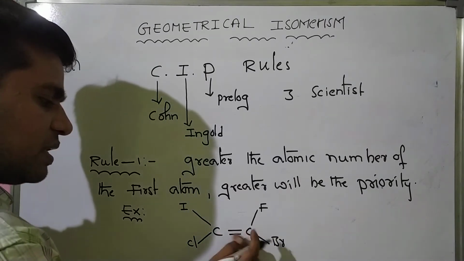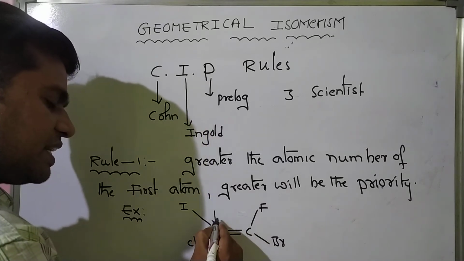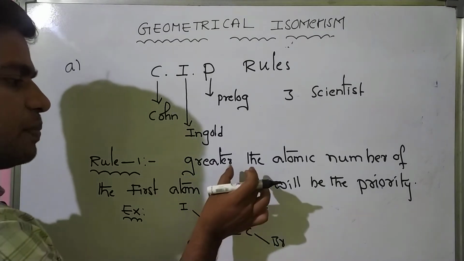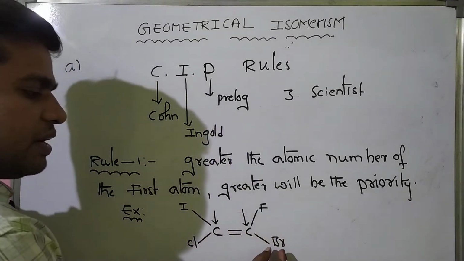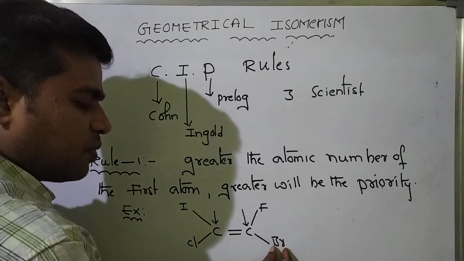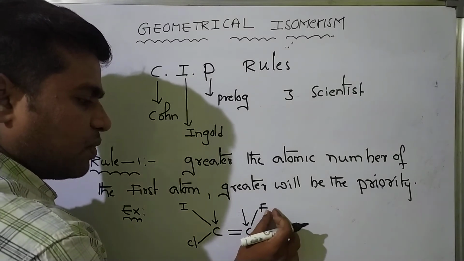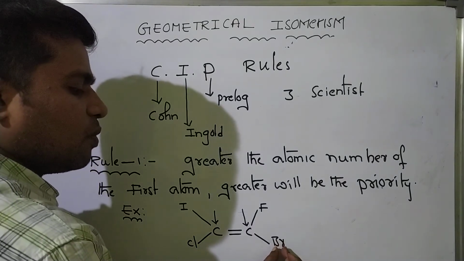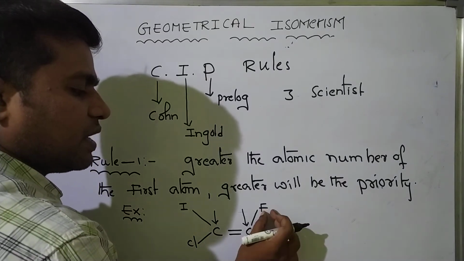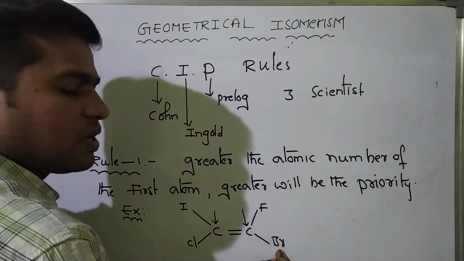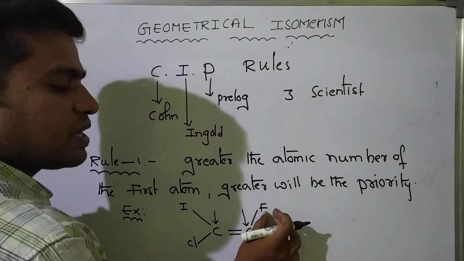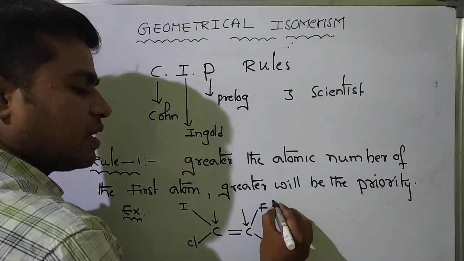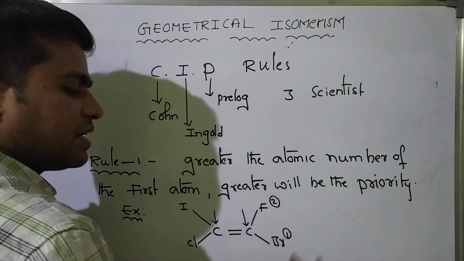Now come to this carbon. So this is one restricted site. This is another restricted site. Now apply this rule. Here the bromine atom, here the fluorine atom. Now the atomic number of bromine is greater than the atomic number of fluorine. So this will get first priority, then this will get second priority.